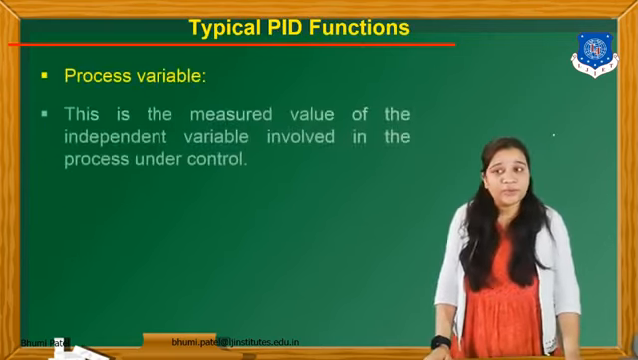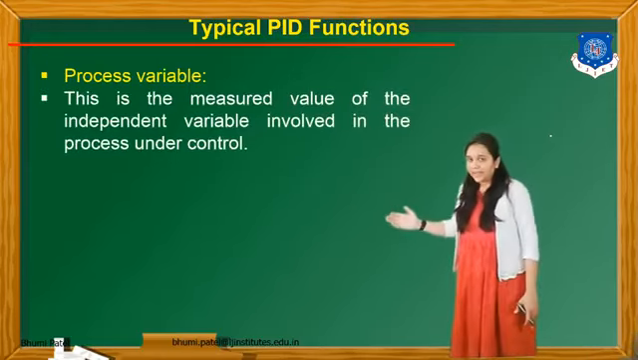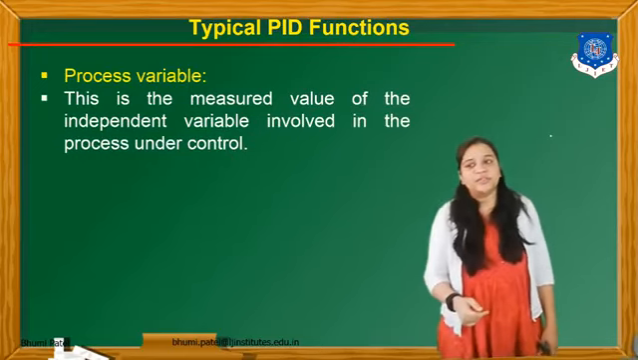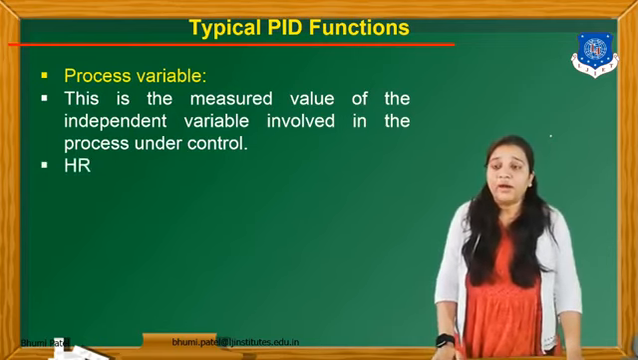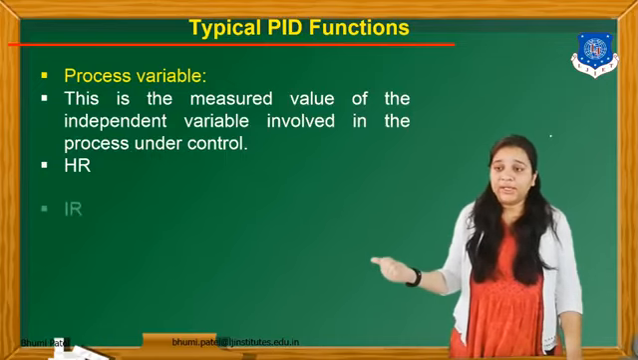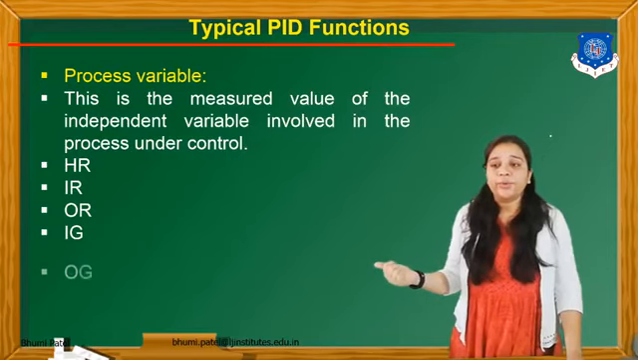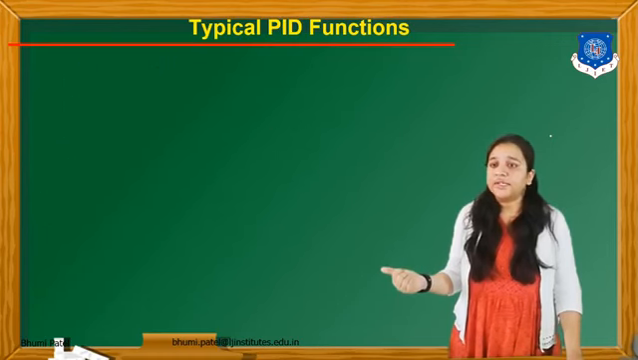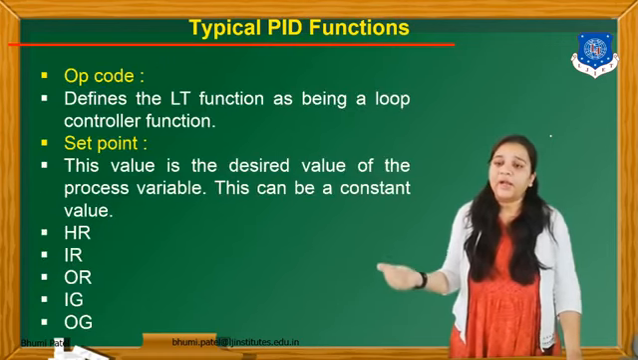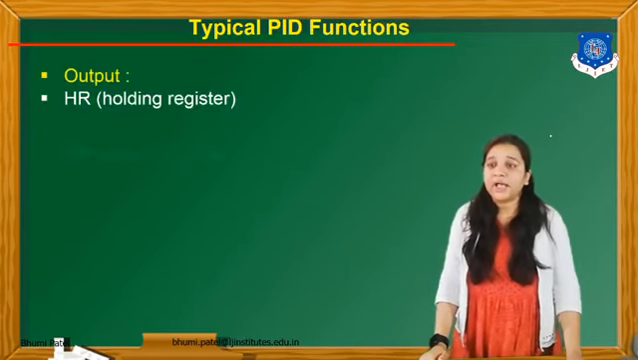Now the third one is the process variable. This is the measured value of the independent variable involved in the process under control. Now again, at which position can we take the process variable? In the holding register, input register, output register, input group and the output group. So for the set point and the process variable, we can take the data from all these 5 locations.